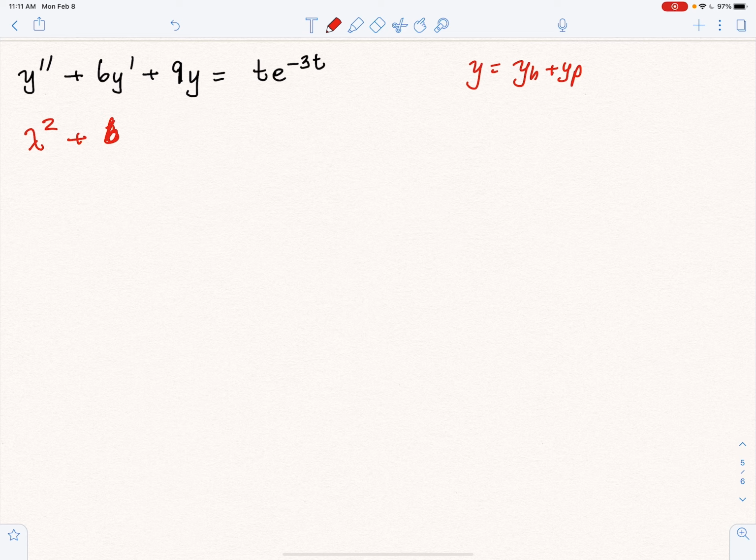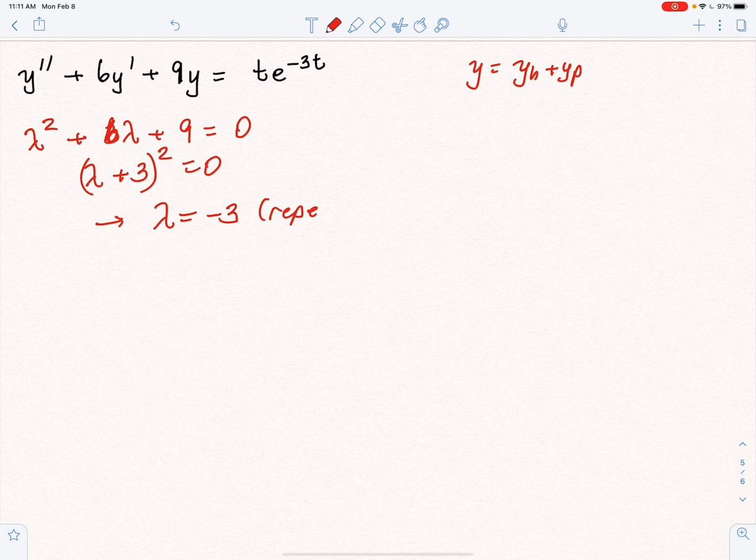Whoops, getting ahead of myself here. We set the left-hand side equal to 0. We know by now that that equation leads to that characteristic equation. It looks like we have lambda plus 3 quantity squared equals 0, which means lambda equals negative 3 repeated.